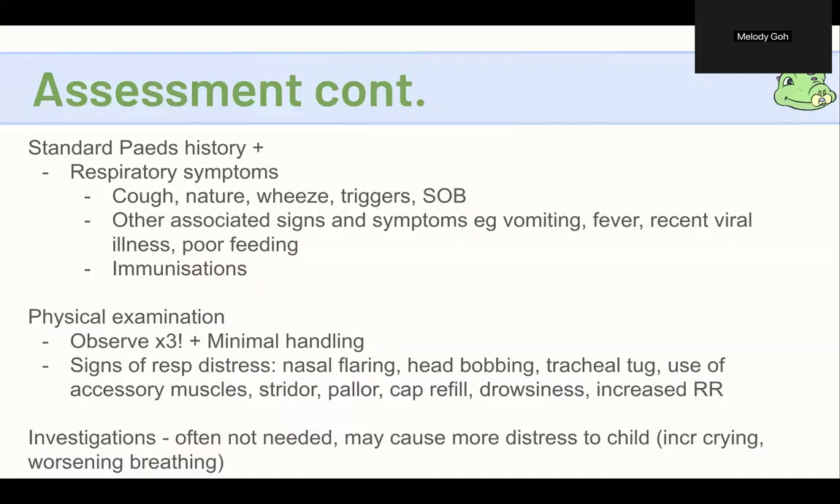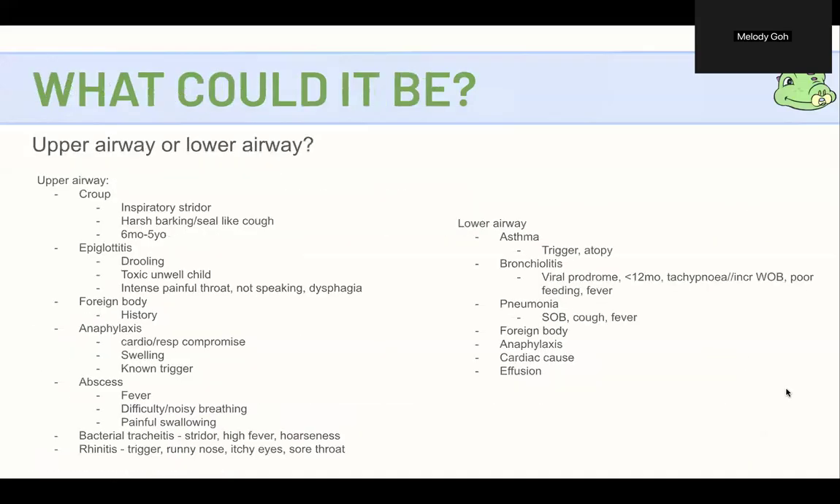Signs of respiratory distress include nasal flaring, head bobbing, tracheal tug, use of accessory muscles, stridor, pallor, cap refill, drowsiness, increased resp rate. And then with investigations, it's often not needed. You can often diagnose it clinically, and we try to reduce the amount of investigations we do for the same reason as minimal handling, because it might cause more distress to the child.